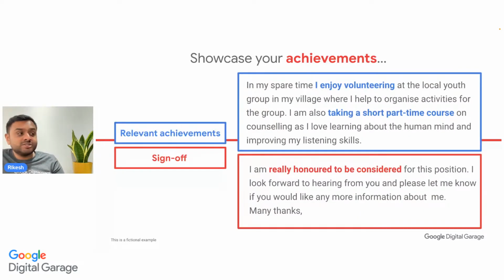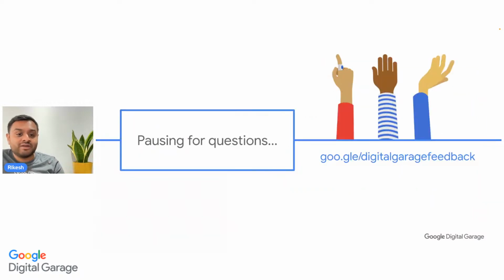You then have relevant achievements. In my spare time, I enjoy volunteering, where I help to organize activities. So organization skills are on show, very important for a sales advisor role. I'm also taking a short part-time course in counseling as I love learning about the human mind and improving my listening skills. Again, listening skills are very important for a sales advisor position. Then you've got your sign off there as well.